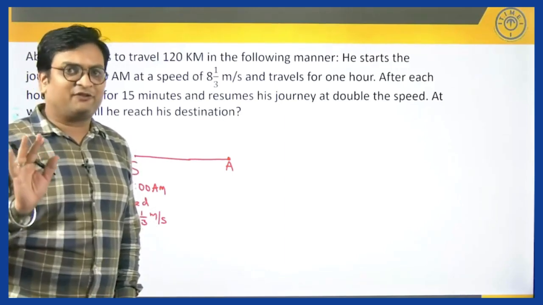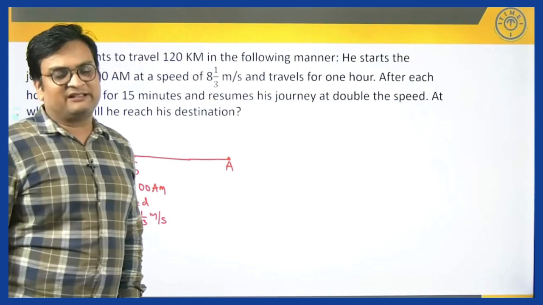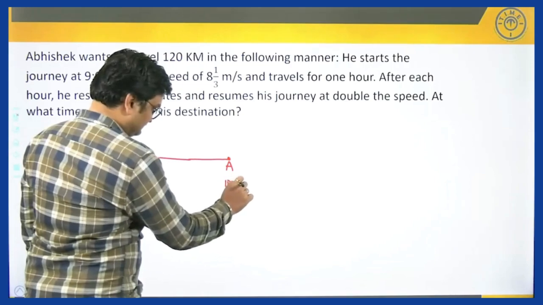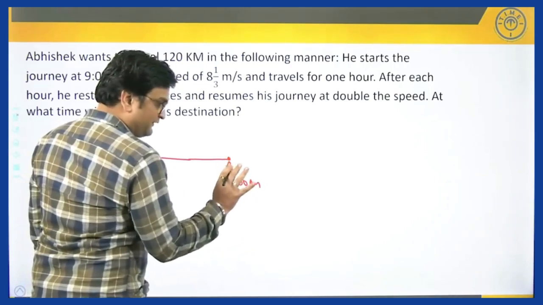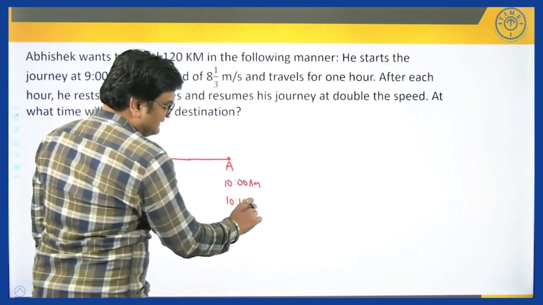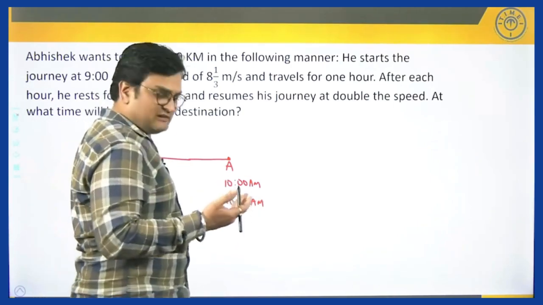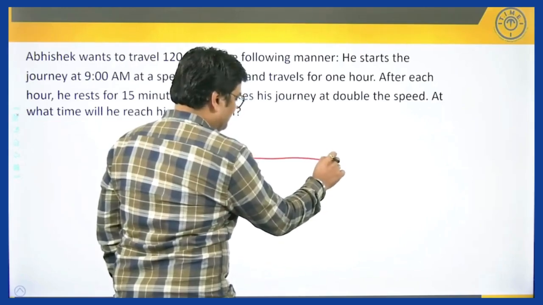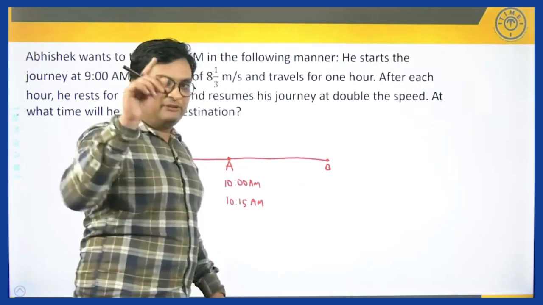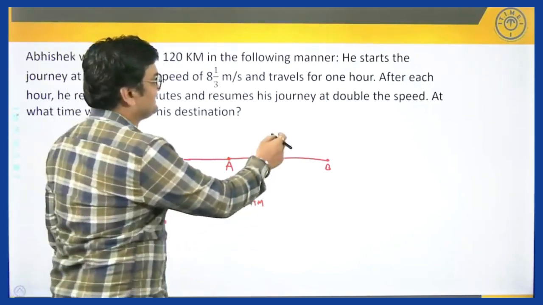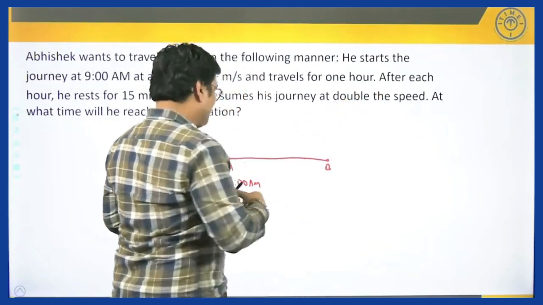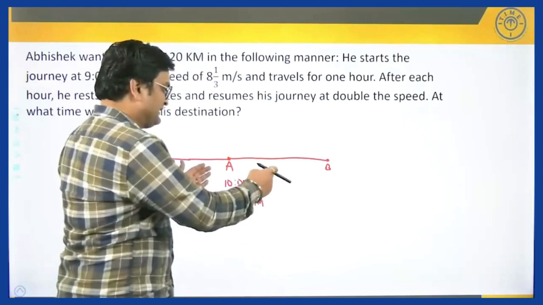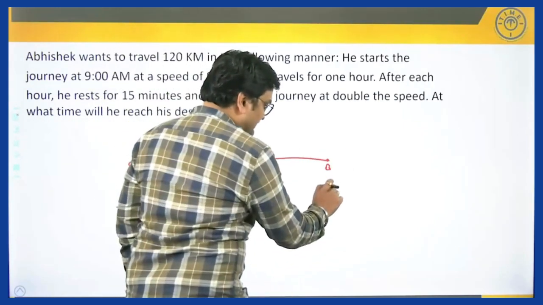After each hour, he rests for 15 minutes and resumes his journey at double the speed. So, at point A, he will be reaching here at 10 AM. After 1 hour, he will rest for 15 minutes. That means he will continue his journey at 10:15 AM from point A. He will again travel for 1 hour, say he is moving to B, but this part of the journey is being done at double the speed. For example, if the speed here was 10 meters per second, it will be 20 meters per second for the second part of the journey. Again, this is also for 1 hour. So, from 10:15, he will reach here at 11:15.